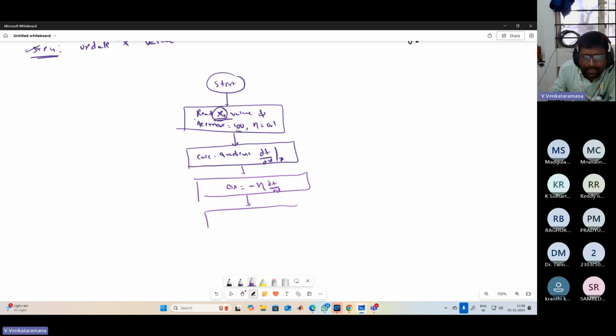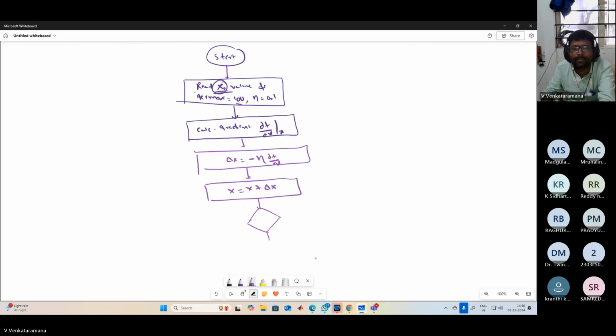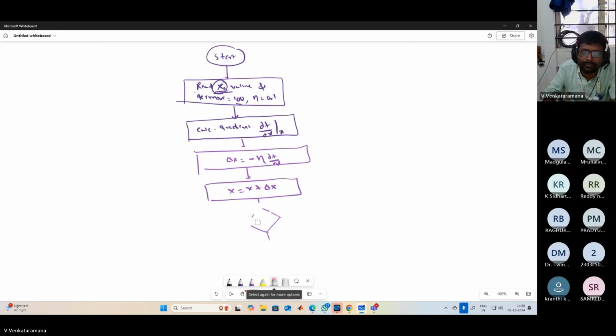After calculating the delta x value, what are you going to do? x equal to x plus delta x. You are going to update your x value. After that, you can check the decision making. Decision making means here you have to check your current. So let us assume initially, sorry, I forgot: iter max equal to 100. That's nothing but the max number of iterations, and eta equal to 0.1.